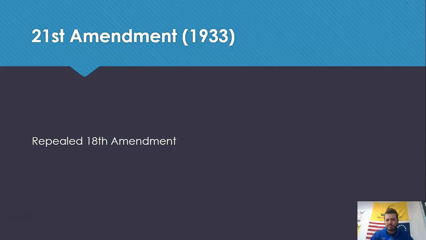So again, the easiest way to remember this one, guys, is that at 18, you cannot legally drink, okay, so that's prohibition. And then at 21, you can legally drink, so that is the end of prohibition, and they're just repealing the 18th Amendment.